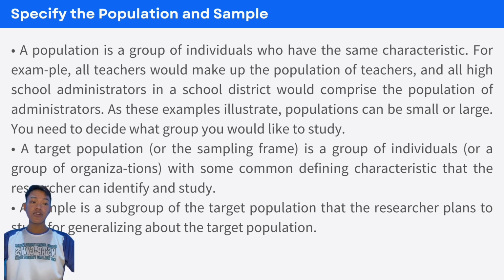And then a target population or the sampling frame is a group of individuals or a group of organizations with some common defining characteristics. And then the sample is a subgroup of the target population that the researcher plans to study. Those terms are distinct and different from each other, but they are interrelated and connected because that would help us to get the accurate number of participants that is needed for our study.